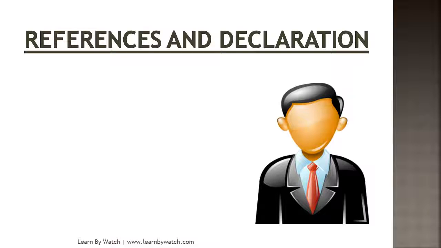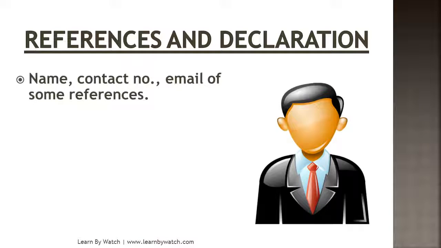Next and last point is references and declaration. Write a name, contact number, and email of some references. You have to give a minimum of 2 references. Okay, references are important because the interviewer may not be able to believe what you have written in your resume or CV, and he might contact any of the references and ask about you, how long you have known this person and what this person is like. So references are very important for companies. So write the name, their mobile number or contact number, and their email ID.